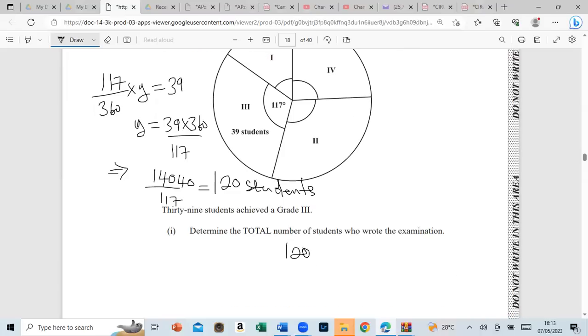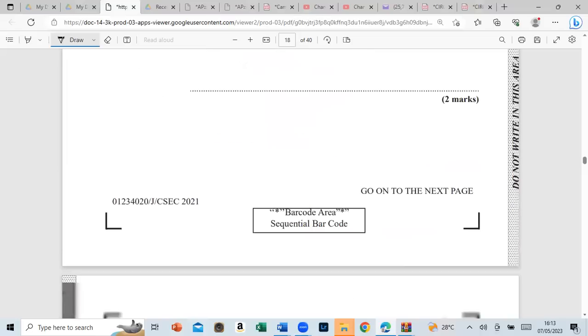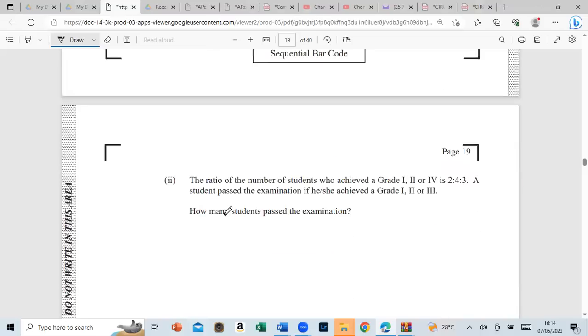What else? 2 marks for that. It says now the ratio of the number of students who achieved grade 1, 2, or 4 is 2 to 3 to 4. A student passes the examination if he or she achieves a grade 1, 2, or 3. How many students pass the examination? So this is what they say now.